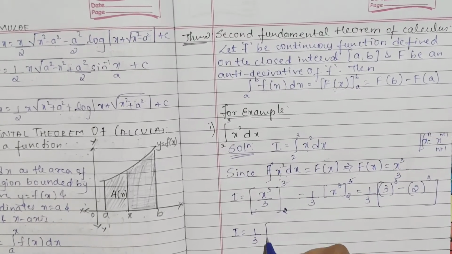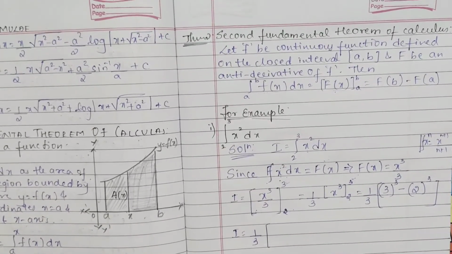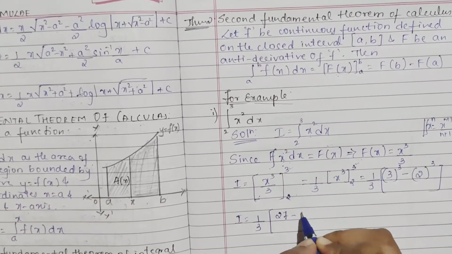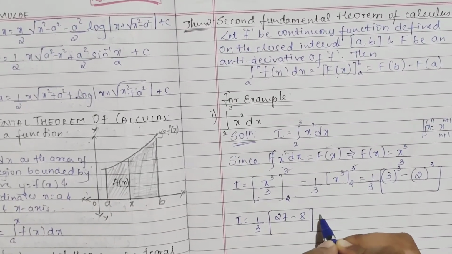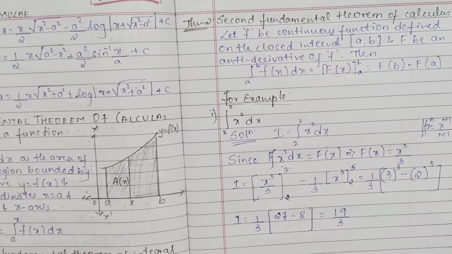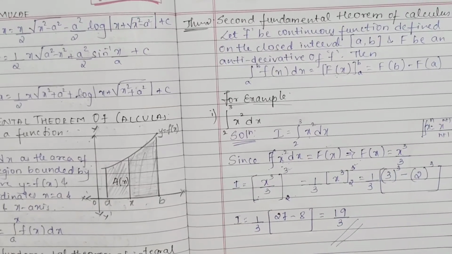1 by 3 you write. 3 cube is 27, right? 2 cube is 8. So you will be left with 19 divided by 3. Like this you have to solve.